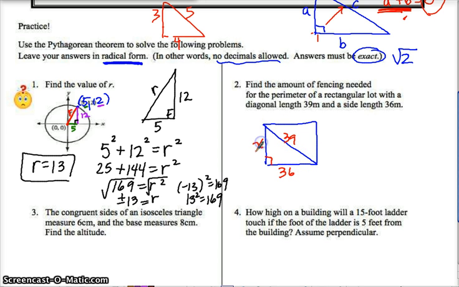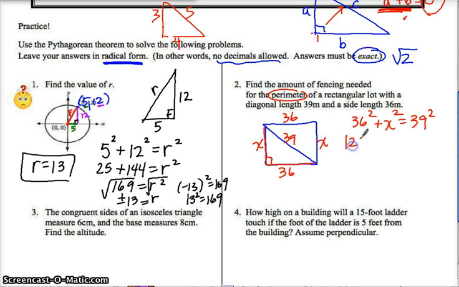We're trying to find the perimeter. So in order to find the perimeter, we need to find the other length. So we have 36 squared, which is one leg of a right triangle, plus x squared equals 39 squared. So go ahead and do the math. Once you solve for x, then you can find the perimeter by plugging it back in. So I have to use my calculator.